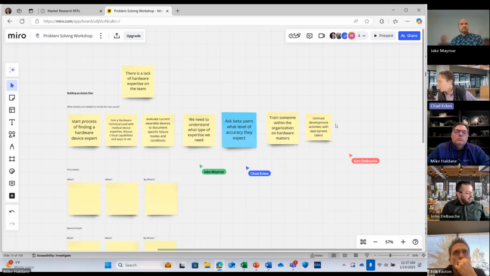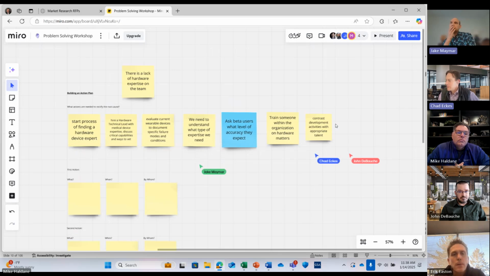Ask beta users what level of accuracy they expect. Train someone within the organization on hardware matters. Contract development activities with appropriate talent. Yeah, all of these make great sense and they are logical to me. I think I can see how they might be sequenced into an action plan as well, because to some degree it's like, no duh, if we don't have hardware expertise on the team, we need it. So that's definitely the end point of getting somebody with that.